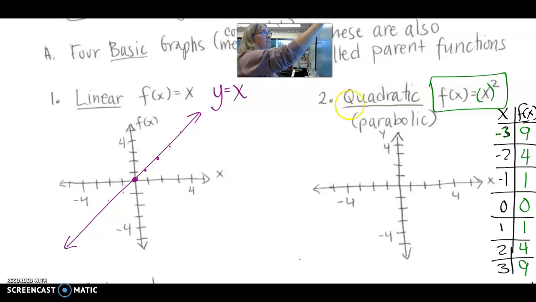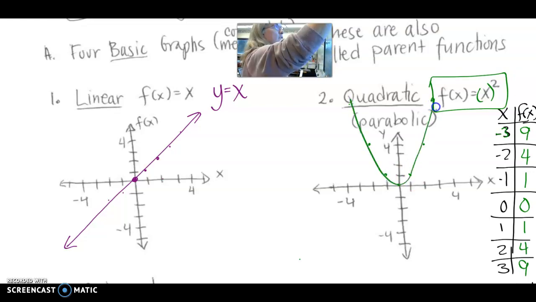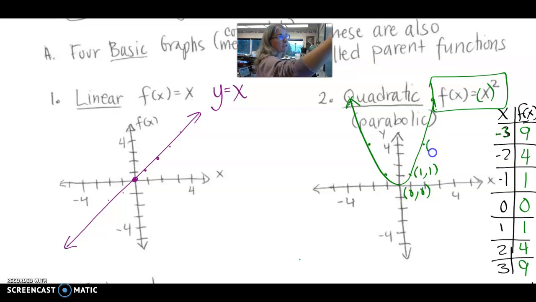-3, 9 is off the graph, but it's going to be way up there somewhere. Just kind of have an idea of where it would be. And then -2, 4, right here. -1, 1, 0, 0, and then the same thing on this side. So we end up with this U-shaped graph. And again, if you can remember those coordinates that we just graphed, they're just the value of x, whatever x is, that number squared. It will help you when we go through the translations.